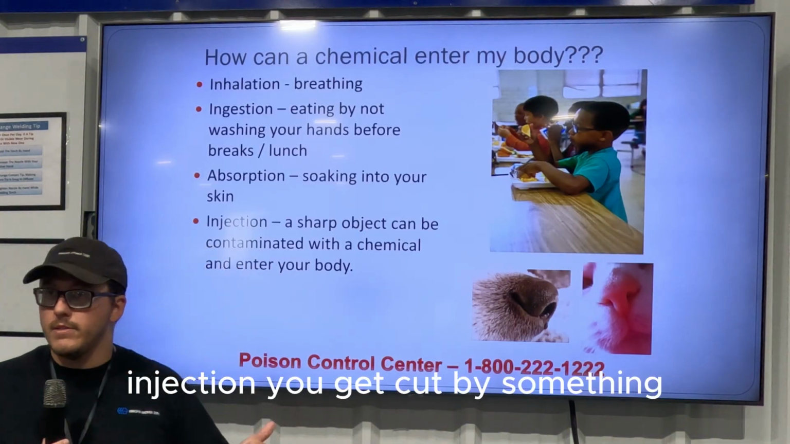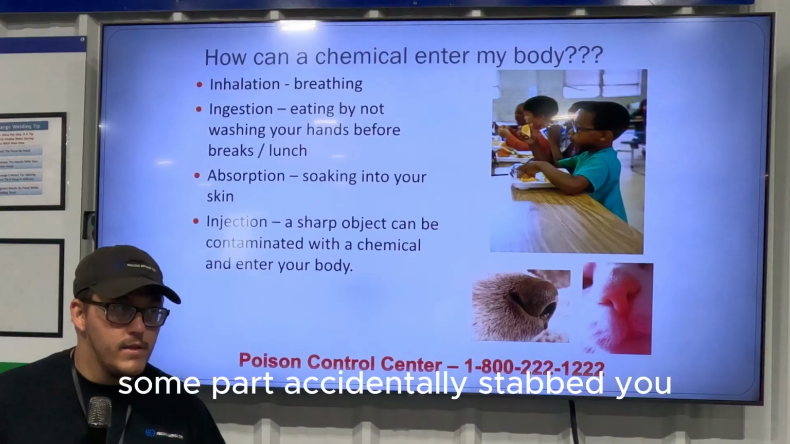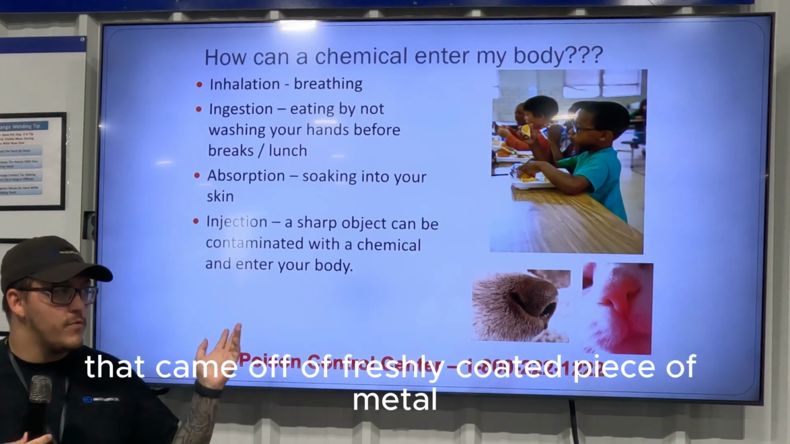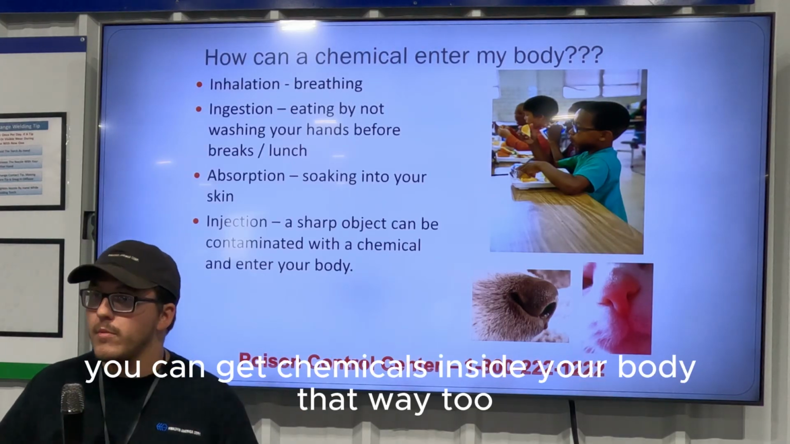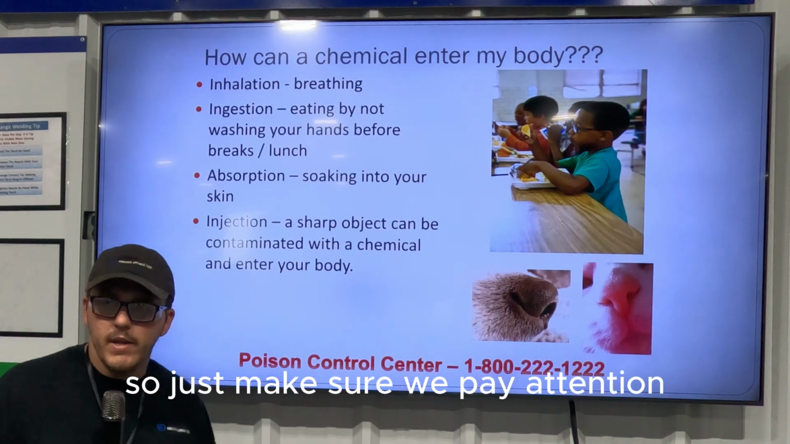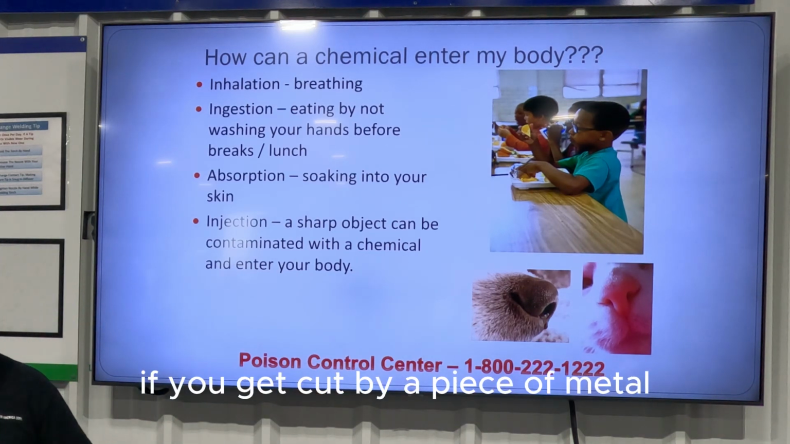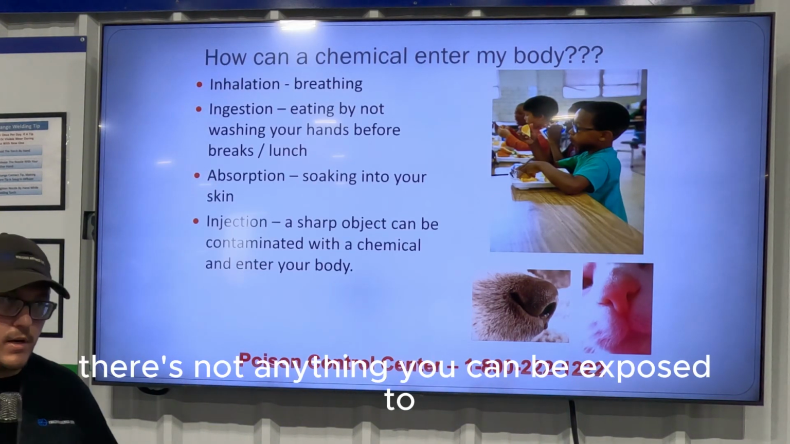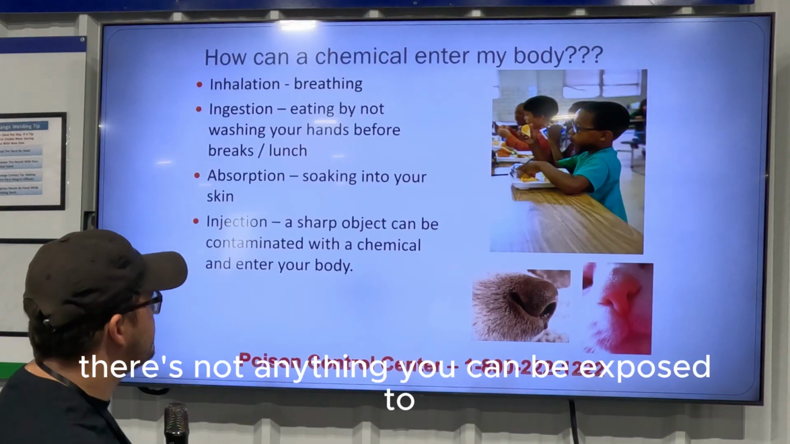Injection. You get cut by something. Some part accidentally stabs you. You got a little splinter that came off a freshly coated piece of metal. Well, you can get chemicals inside your body that way too. So just make sure we pay attention. If you get cut by a piece of metal or get a little splinter, try to make note of where it came from so we can check and make sure there's not anything you can be exposed to.